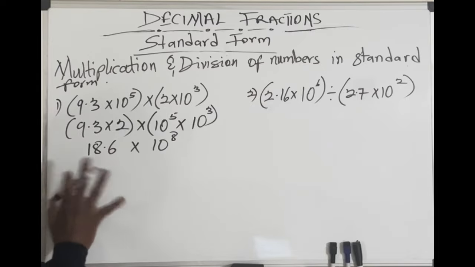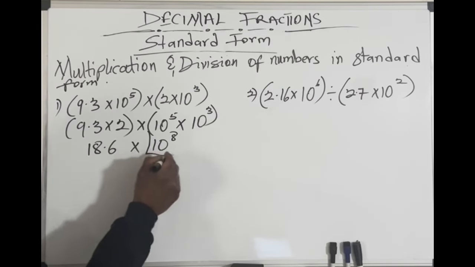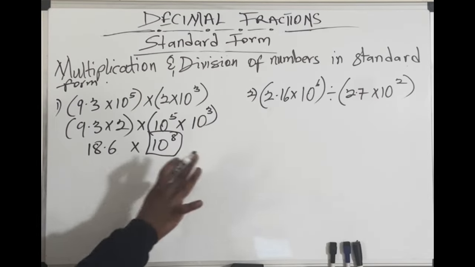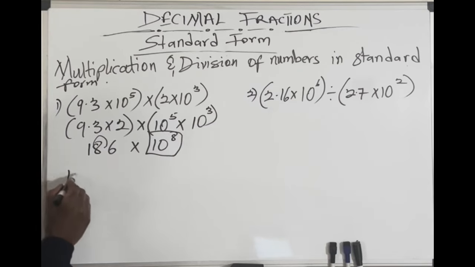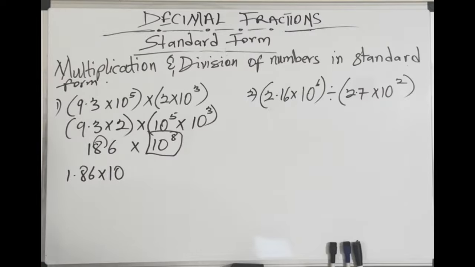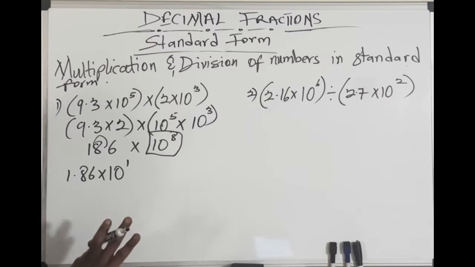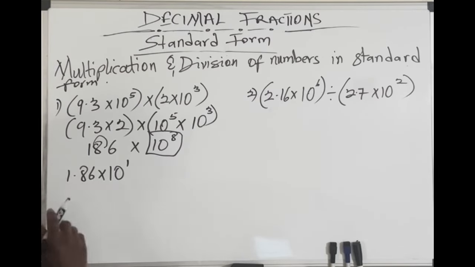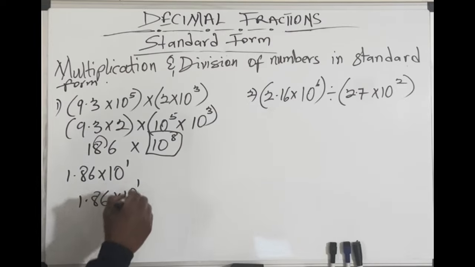But then laws of indices, we just have to put the 10 raised to the power 8 aside. Let's work this first. We'll move on. So this will be 1.86 times 10. How many times did we move? 1. To the left is what? Positive. Okay. If it was to be the right, it will be what? Negative. Okay. So right now we have 1.86 times 10 raised to the power 1.